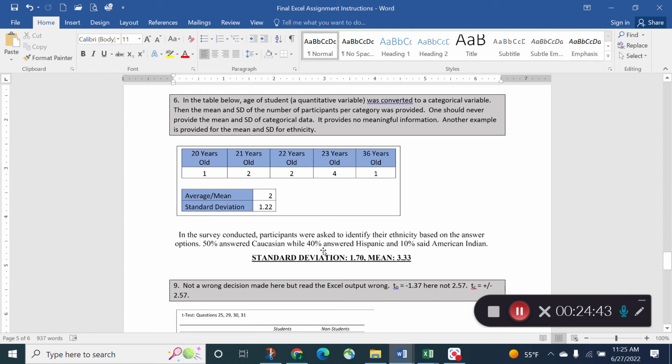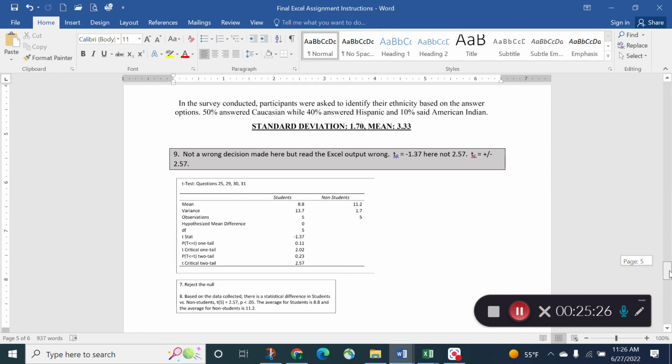This was something that was separate, and they took their ethnicity and told me that 50% were Caucasian, 40% were Hispanic, 10% were American Indian, which is fine. But that same person took 5 plus 4 plus 1, and I guess tried to find a mean of that, which that mean still doesn't even make any sense. And then somehow they tried to take these percentages and find a mean and a standard deviation. So again, not what should have been done to analyze the data.